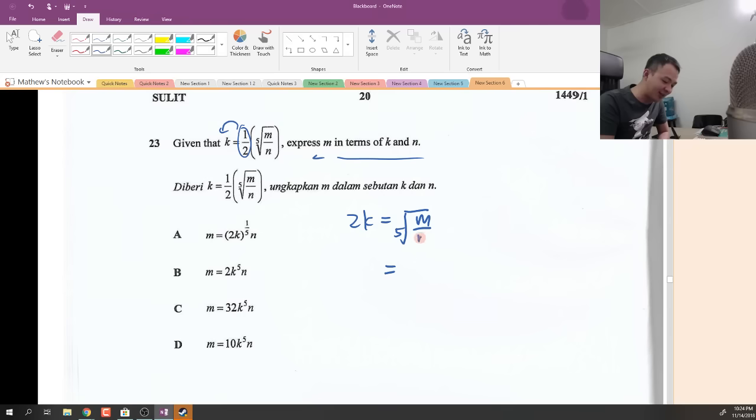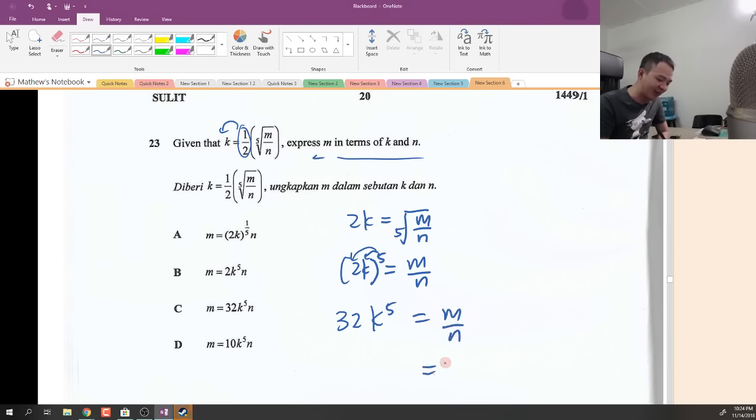Then the next thing I do, in order to move the fifth root to the other side, it becomes power of 5. So 2 to the power of 5, k to the power of 5. 2 to the power of 5 is 32. So 32 k to the power of 5 equals m over n. And then to make m the subject, I throw the n to the other side, so it's going to multiply with n. So this one should be my answer, which is C. Alright, quite simple.